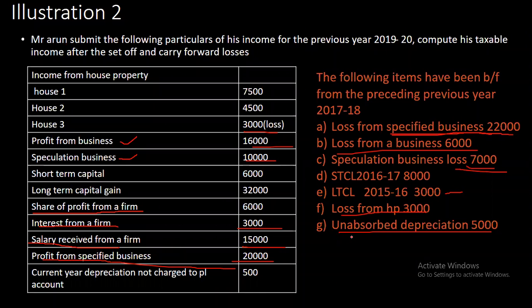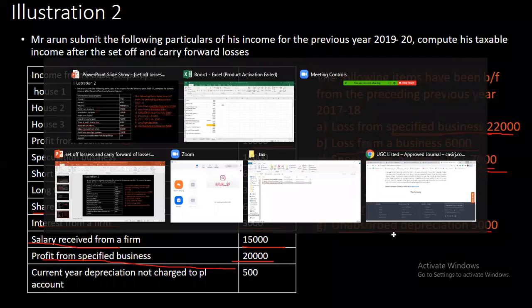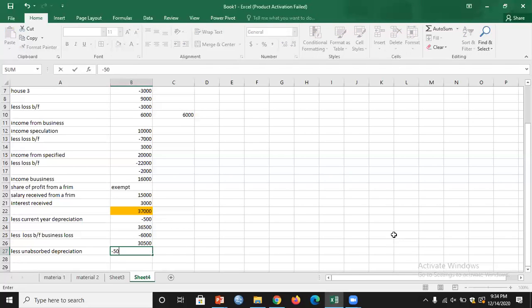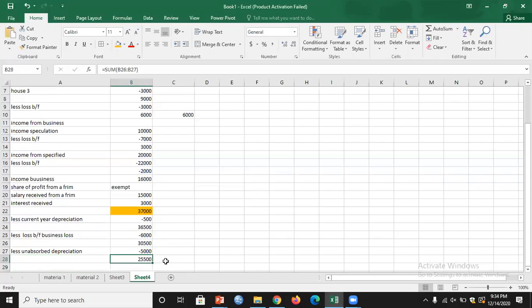Then there is an unabsorbed depreciation of 5,000 rupees. So we need to deduct that also. Less unabsorbed depreciation, it's around 5,000 rupees. We need to deduct both things. So we got a total income of around 25,500 for the income from the business.